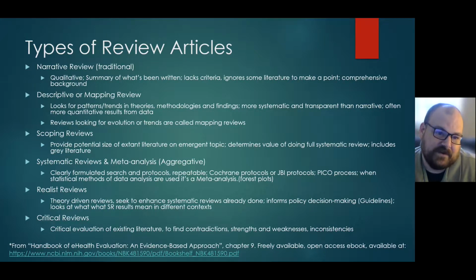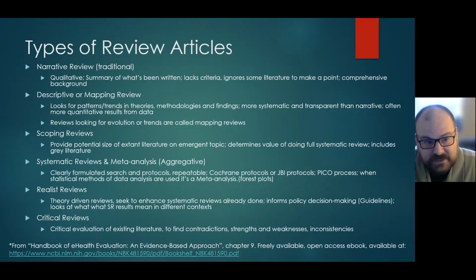Then there's descriptive or mapping reviews, and these are looking for trends, patterns, theories and findings. It's more systematic and transparent, so there's a little bit more opportunity to come behind and do the same thing. It's often more quantitative in the data, and it's looking for evolution of trends. You may find systematic reviews that have gradually been done on a given topic, and over time the interventions have changed, or they found one intervention that worked better than another intervention that was examined in a previous systematic review. So that's what those descriptive or mapping reviews are, and reviews specifically looking for that evolution in the results or the methodologies are called mapping reviews.